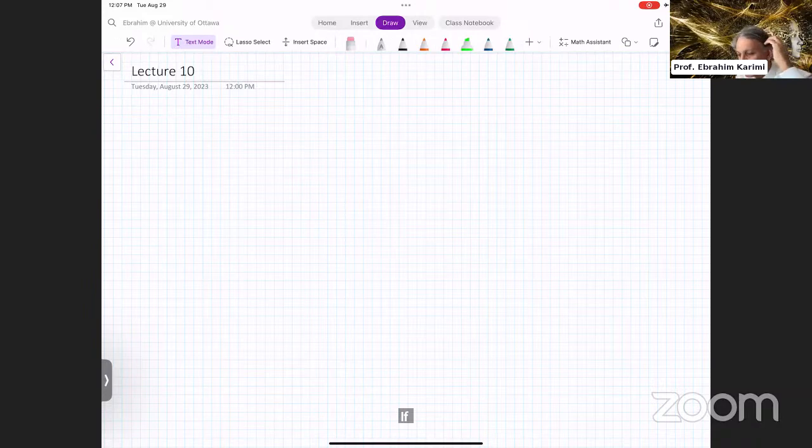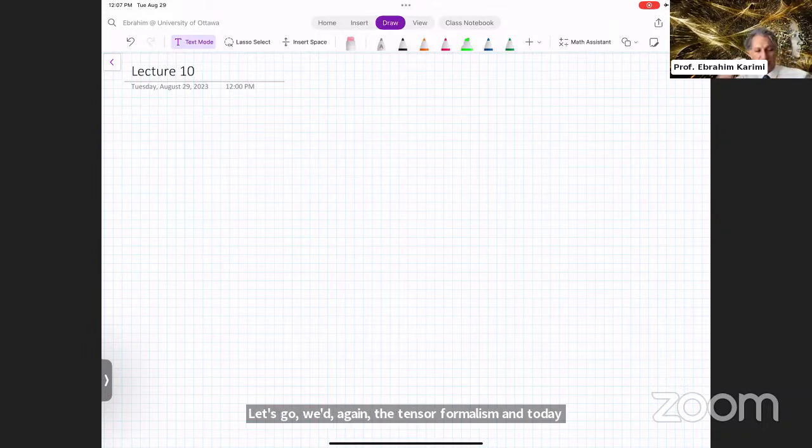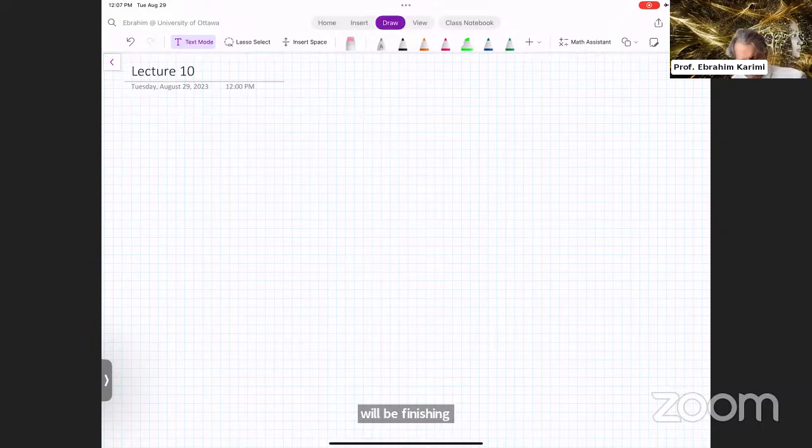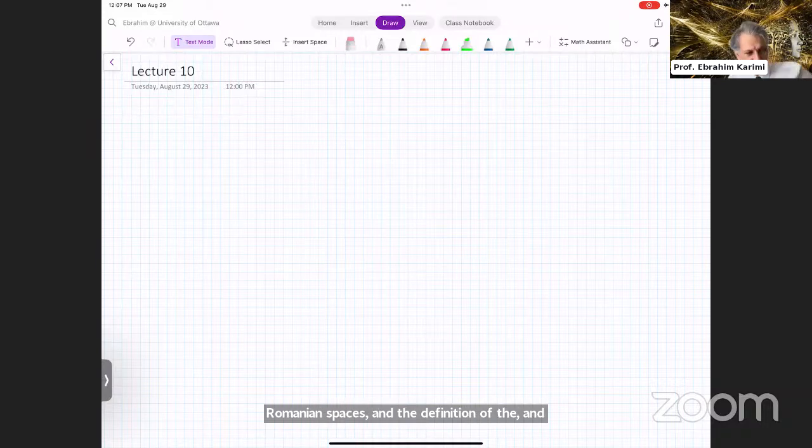Let's go with, again, the tensor formalism. And today we'll be finishing the tensor formalism, and we will go to Riemannian spaces and the definition of the covariant and contravariant in general formalism, and how to derive all of those complicated derivatives indeed.